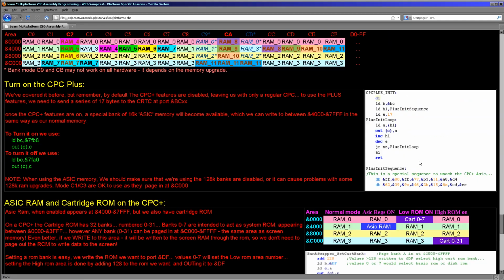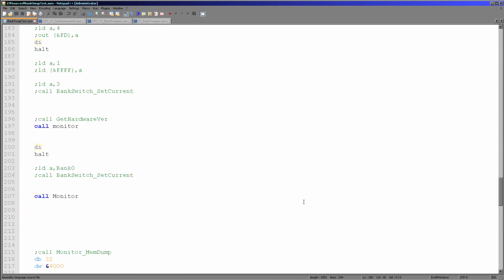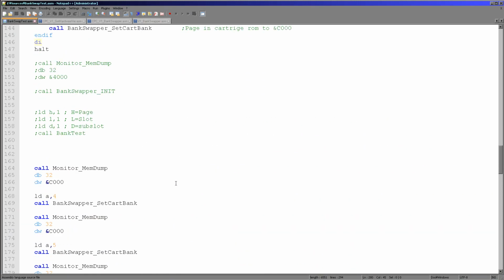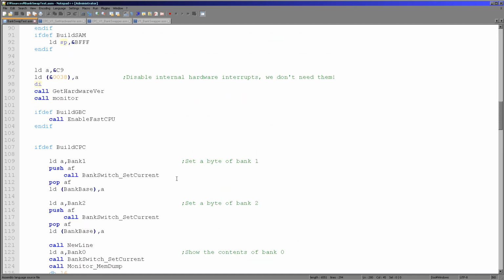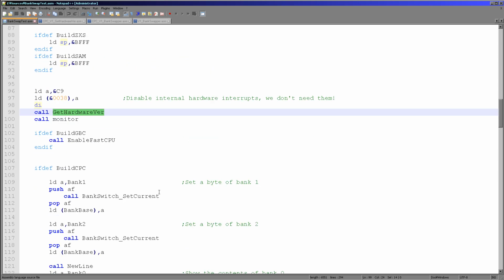So let's have a look at our code then. This is my bank swapper test code. It doesn't do very much at all really. All we're going to do is run a command called get hardware version, and this will return a pair of values that we'll have a look at in just a moment.